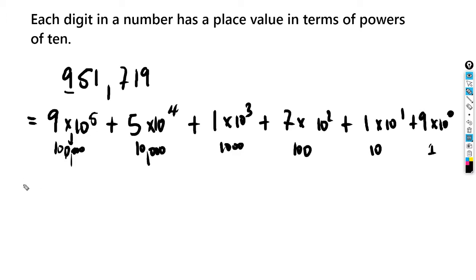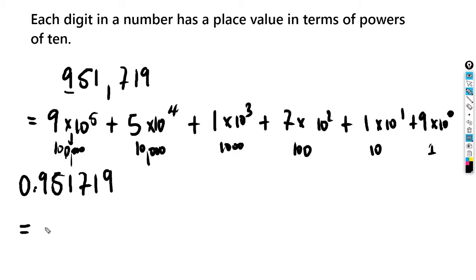And in this case, let's use the same type of decimal, right? We're going to have 0.951719, okay? So how would we write this? It's actually a representation of tens as well.